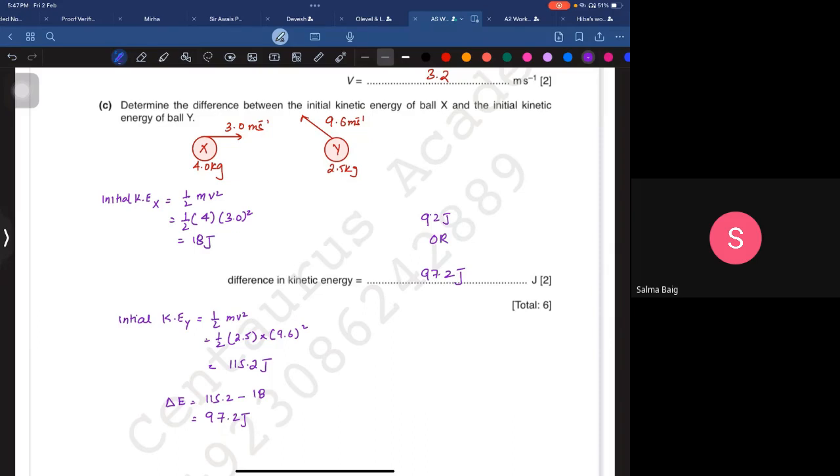No, it can be 97.2 too, because you can take the minimum significant figures in the data or one more than that. So the minimum is two, so you can write it in either two or three. It's all right.